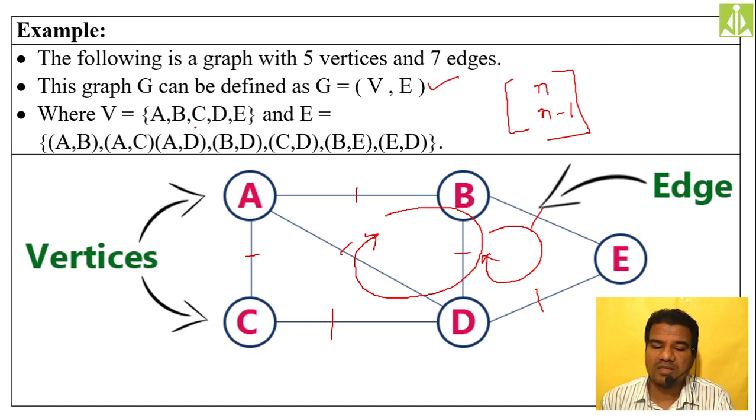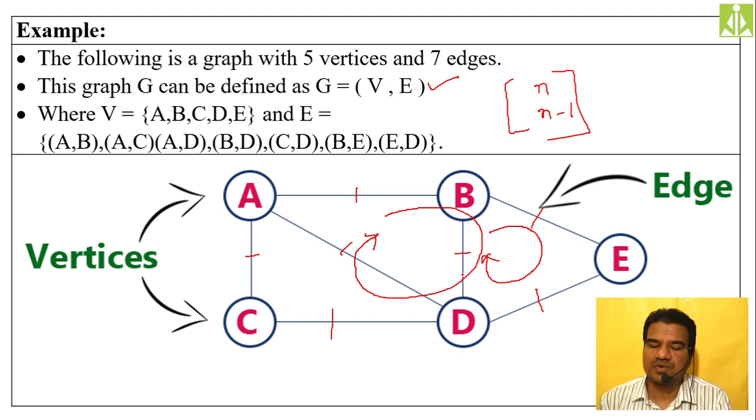Then edges. How can we frame the edges? How many different edges do we have over here? You just see. From A to B we have one edge. Then A to D we have, A to C we have. Then B to D we have. B to C we don't have. C to D we have. Then B to E, E to D. These many edges, like 7 edges we have.